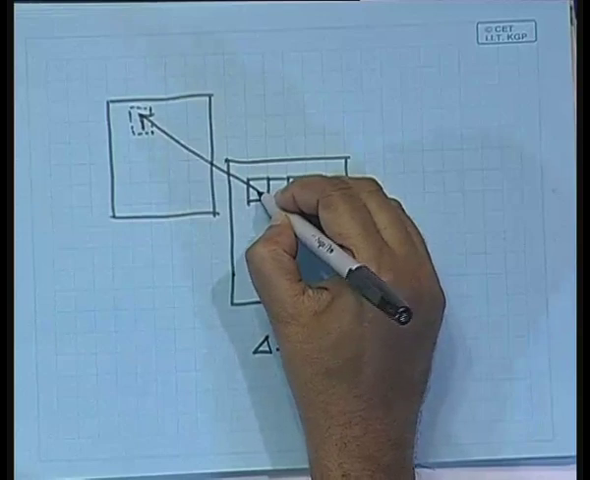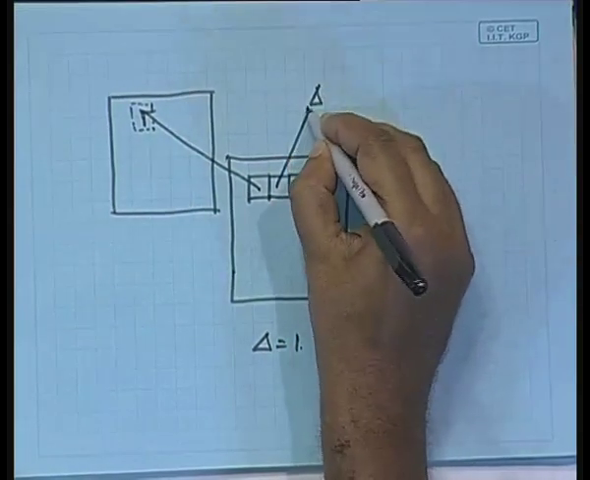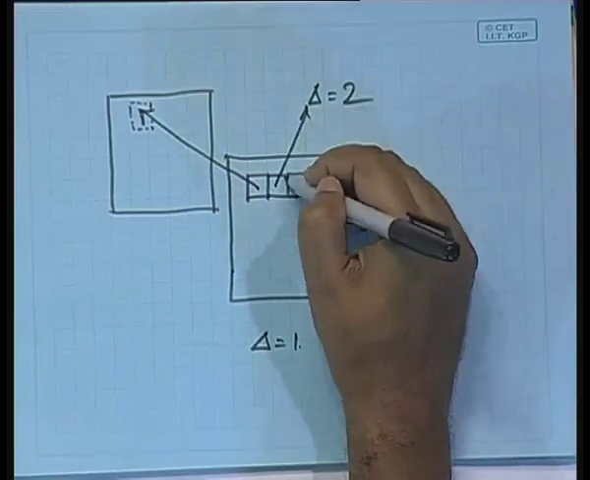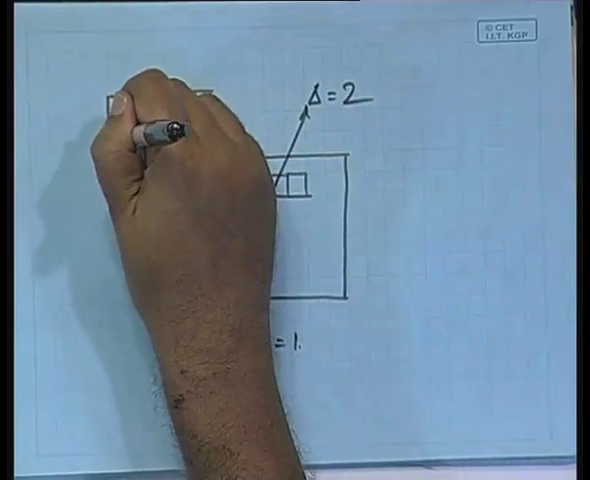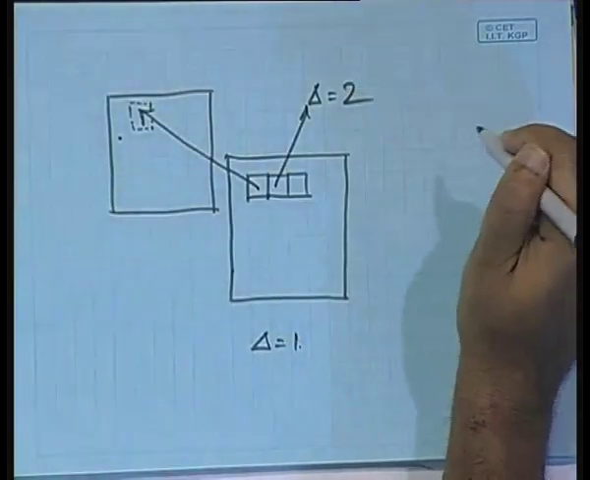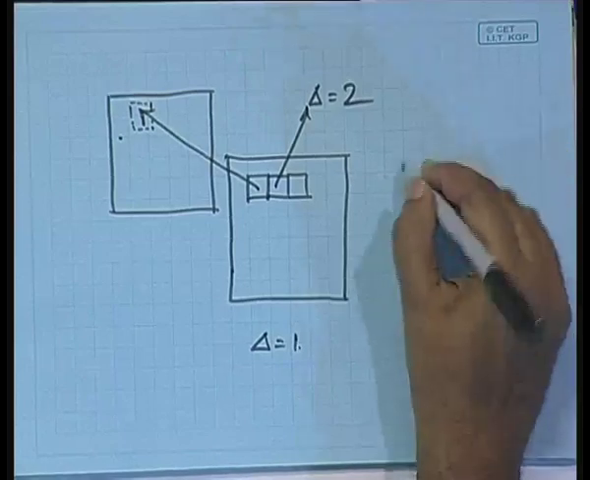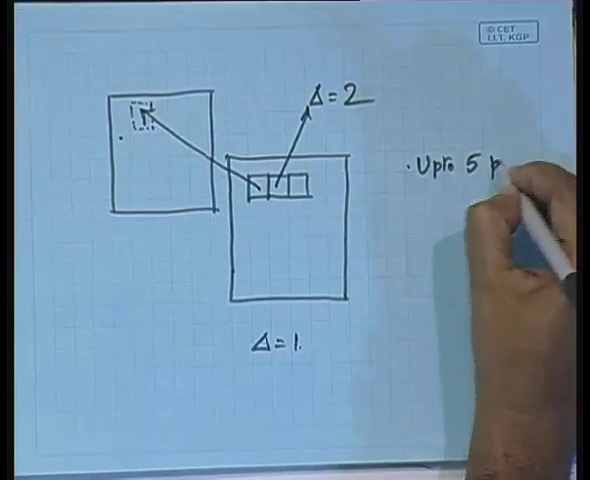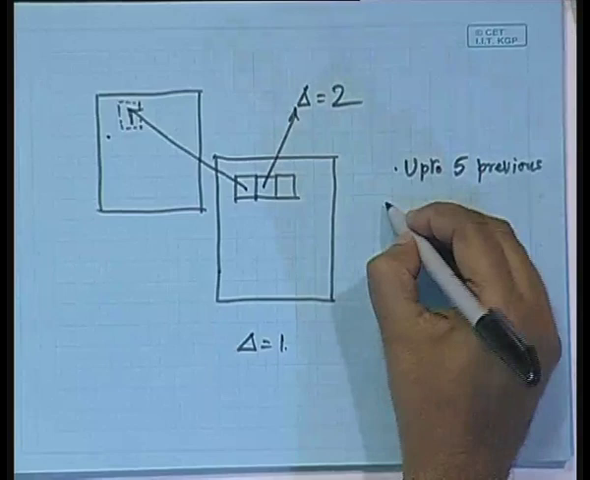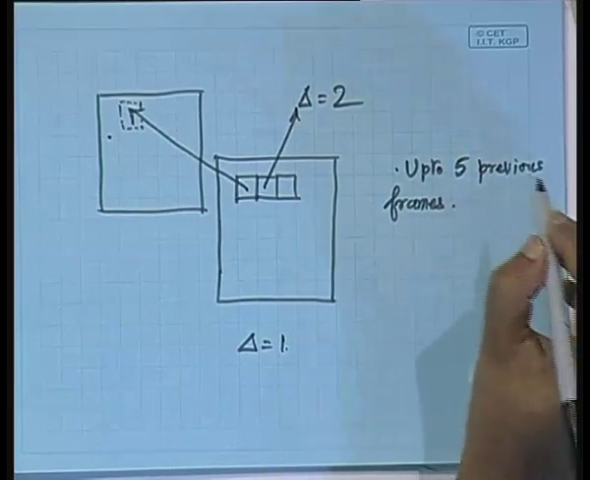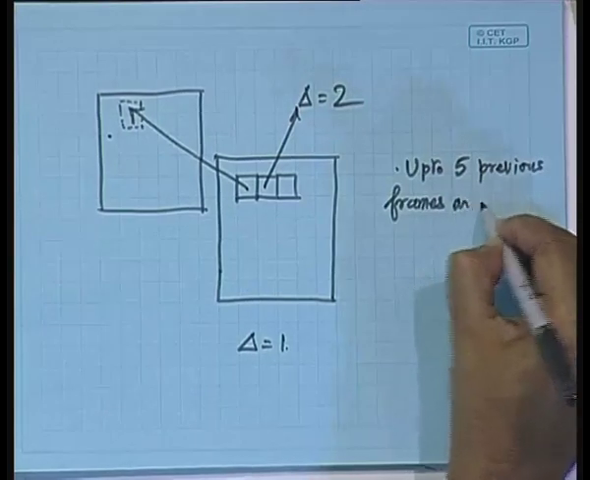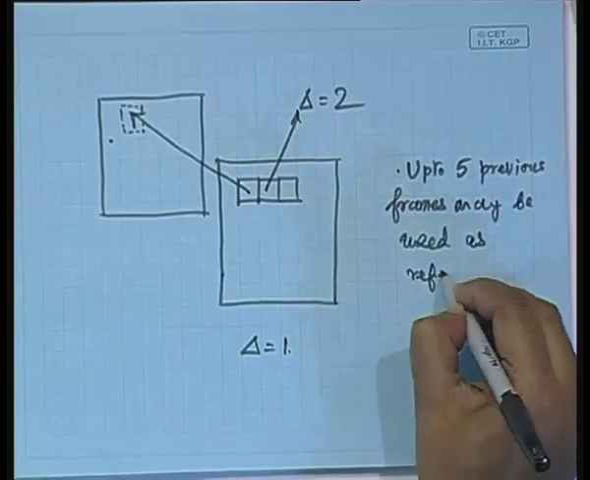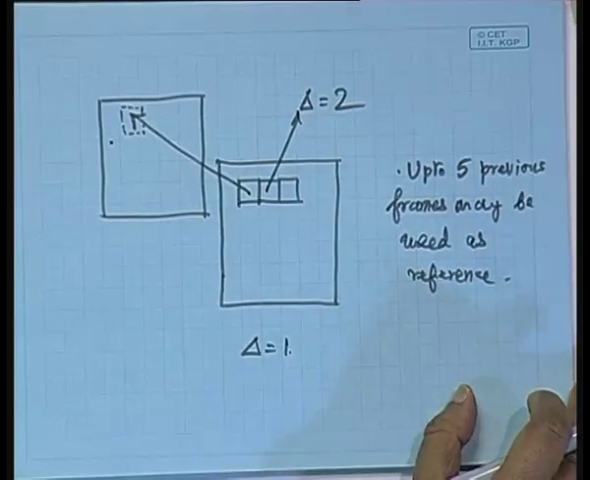Like, for example, if I define this to be delta equal to 1 and I define the next macro block with delta equal to 2, what it means is that for this macro block the reference frame is not this one, but the one I have 2 frames back. So, there is a provision to have up to 5 previous reference frames. Up to 5 previous frames can be accommodated and may be used as reference. So, this is the multiple reference frame facility.